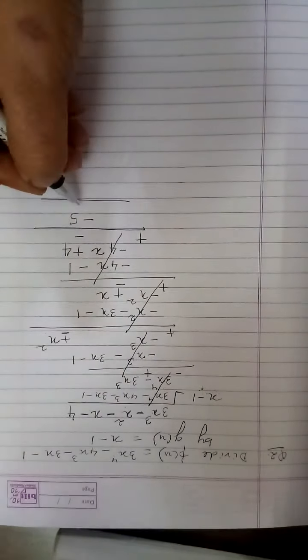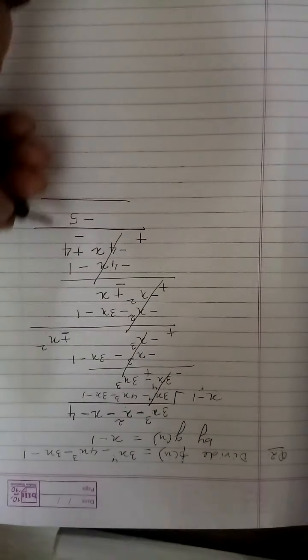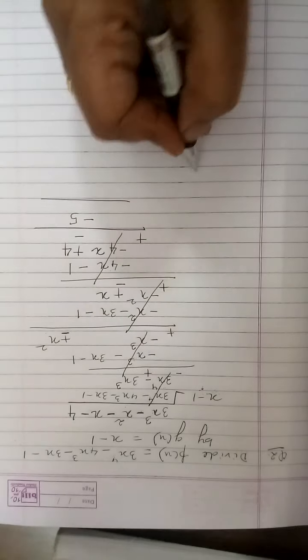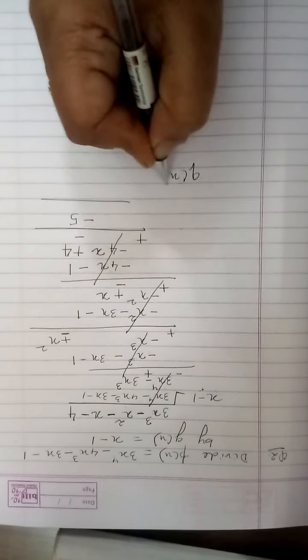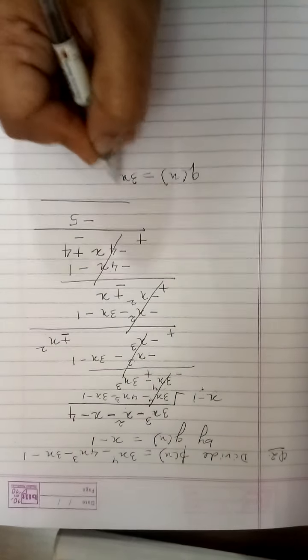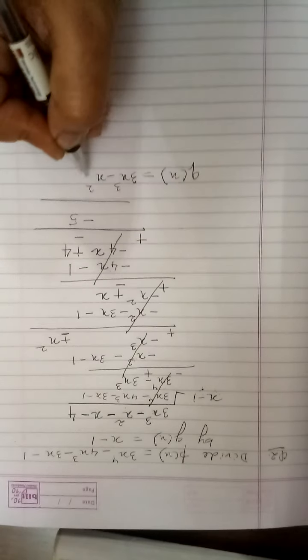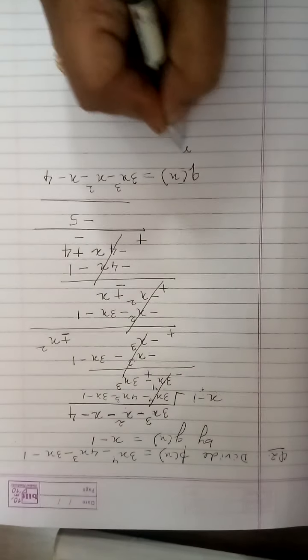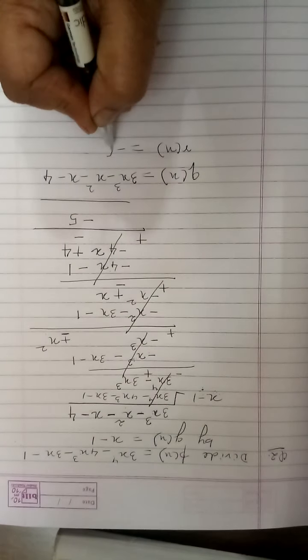I hope it is very clear what I have done. I've gone step by step over here to show you the division of two polynomials. Now again, when you write the answer, your q(x) will be equal to 3x cube minus x square minus x minus 4, and your r(x) will be equal to minus 5.